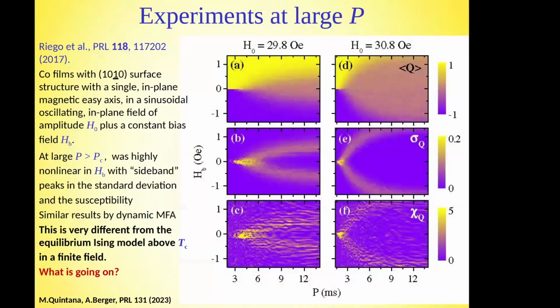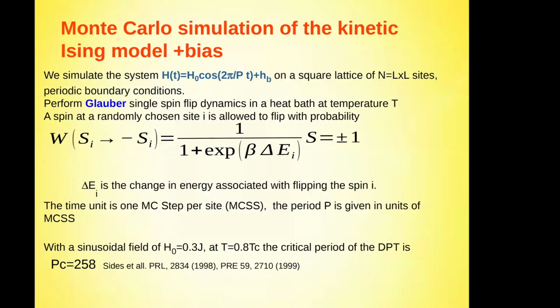And here, don't ask me anything about this experimental part, which was performed, by the way, by Riego et al. in Spain, Berger. But basically, when they subjected this very thin film to an oscillating field plus the bias, they found peaks in the susceptibility. They were really surprised, and they thought there was probably some residual magnetization. After all, the systems are not perfect.